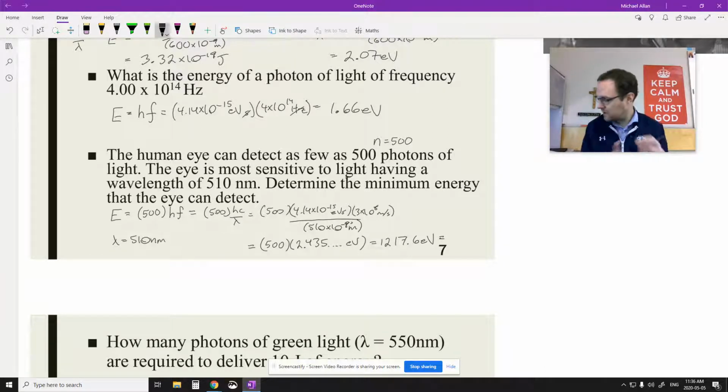Now electron volts, usually they don't use scientific notation for electron volts. So you're going to change the prefix here. So I'm going to move it over 3 spots. So you get 1.22 kilo electron volts.